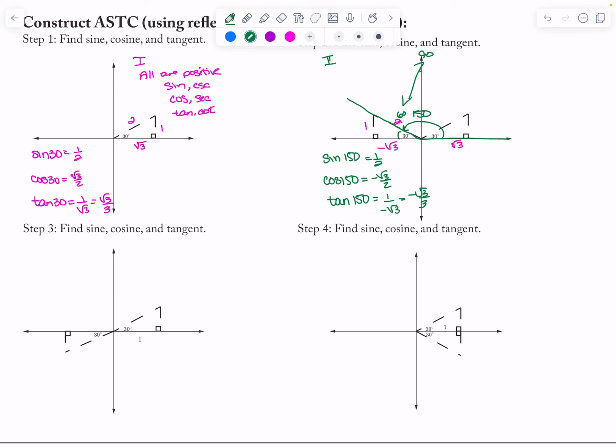Again, you'll recognize in quadrant 2 that sine and its reciprocal, which is going to be cosecant, are both positive, if I could spell.